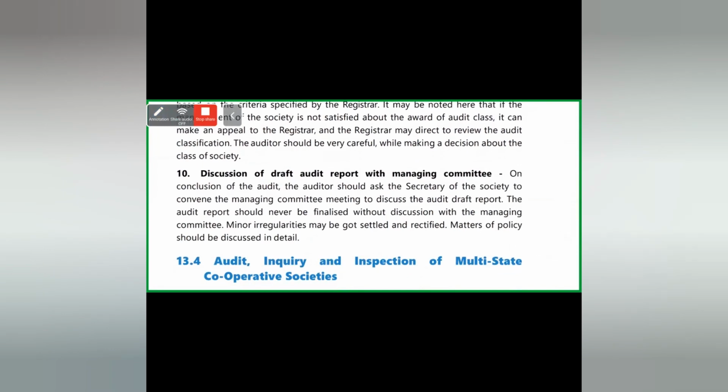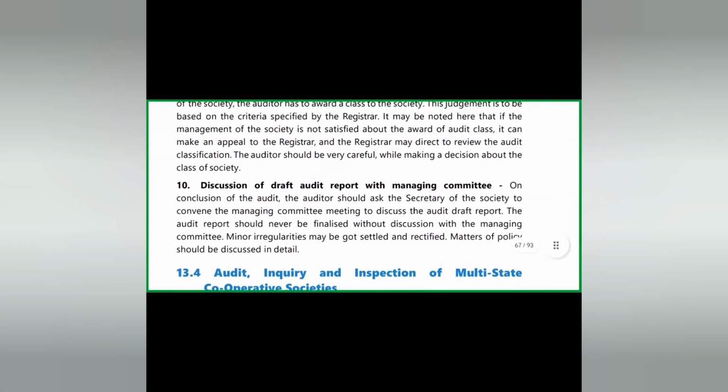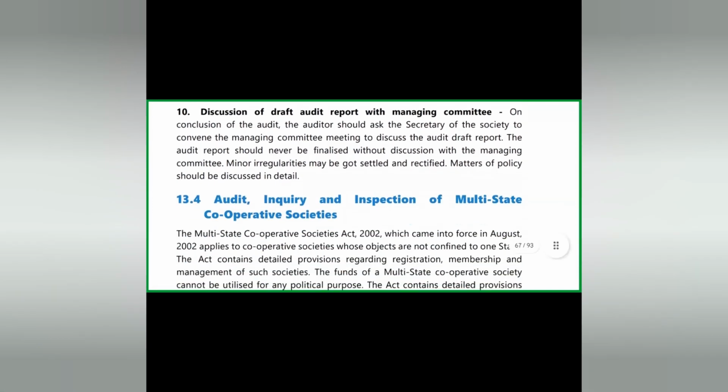Then we see discussion of draft audit report with managing committee. On conclusion of the audit, the auditor should ask the secretary of the society to convene the managing committee meeting to discuss the audit draft report. Audit report should never be finalized without discussion with the managing committee. So minor irregularities may be got settled and rectified, and matters of policy should be discussed in detail.